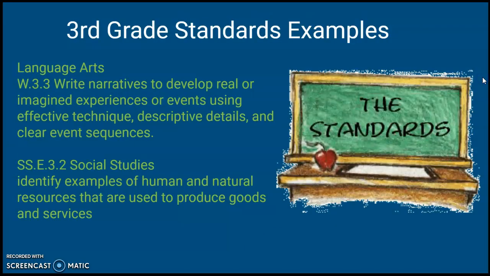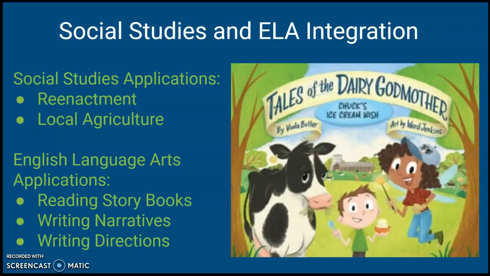To get a little bit more specific, let's dive into some of our third grade standards that could be covered during this activity. For language arts, we're looking at being able to write narratives to develop real or imagined experiences. During this, we're going to use effective techniques, descriptive details, and make sure we have a clear event sequence. And then in social studies, we are going to identify examples of human and natural resources that are used to produce goods and services.